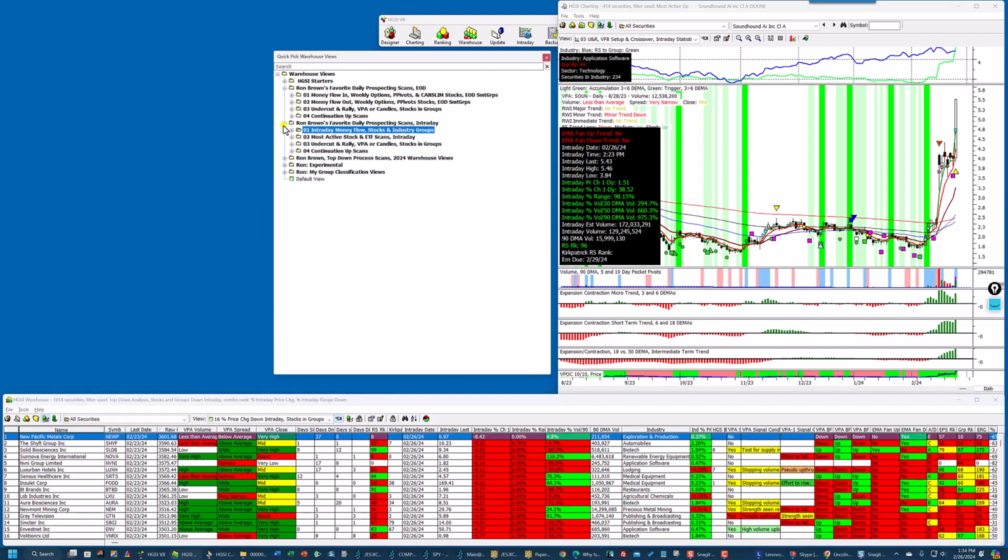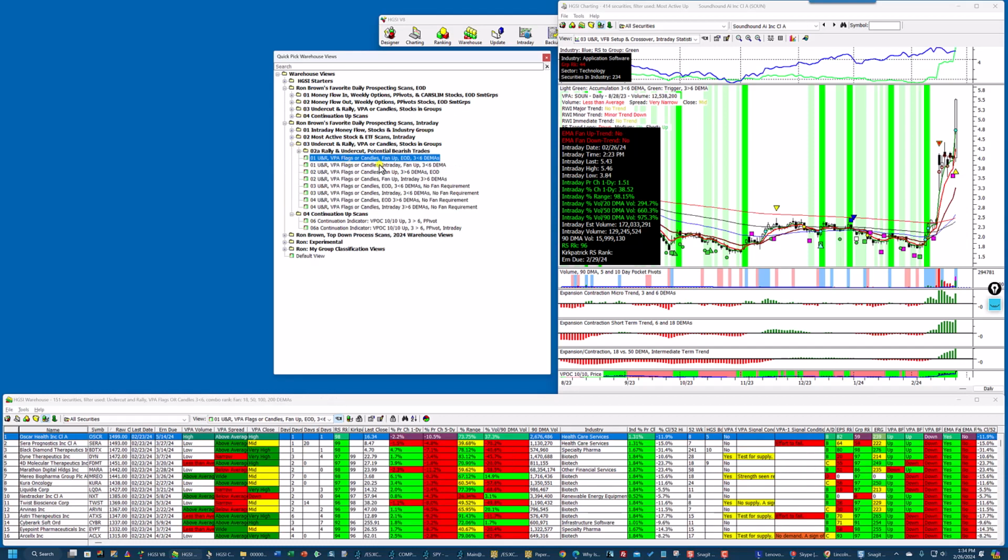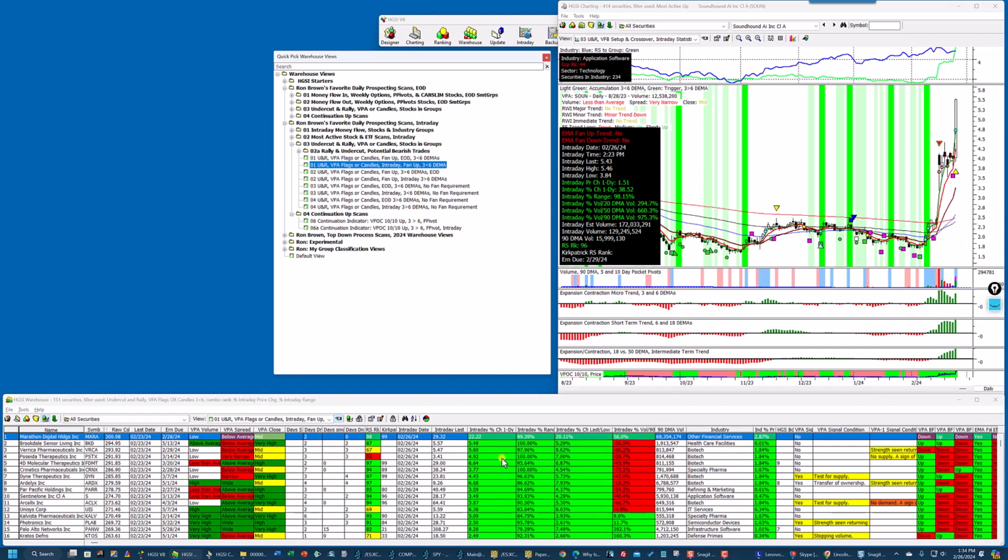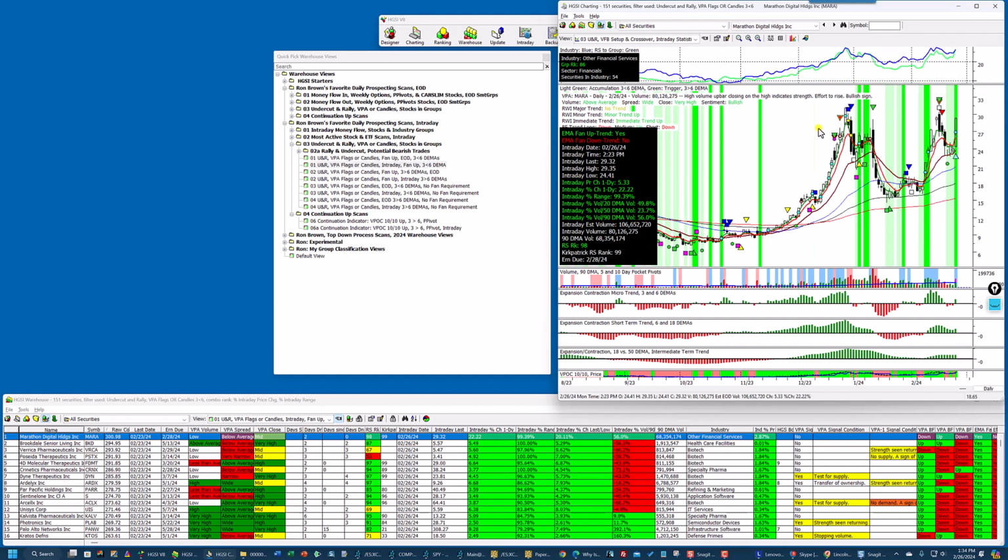Now this is what I want to show you that I added, the continuation up scans. These are scans that have been in here for a long time, but the undercut and rally scans are looking for stocks that have pulled back and are potentially breaking out again. Now you can see MARA, crypto related. I'll bring this up. I'll move in on it.